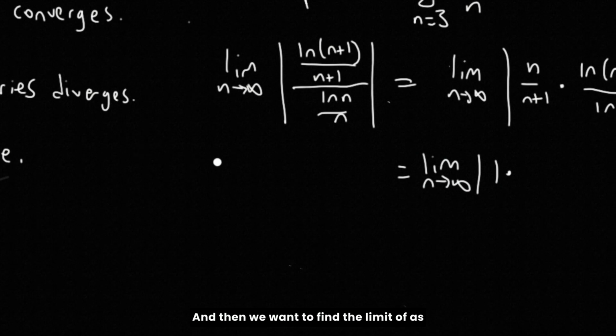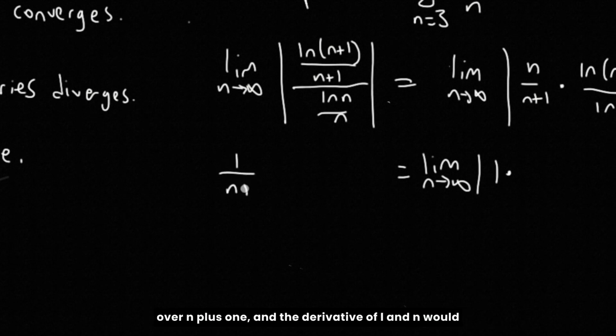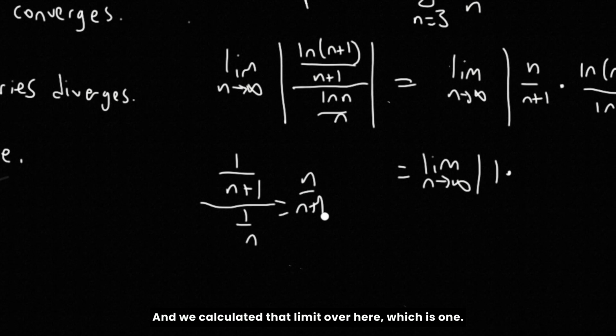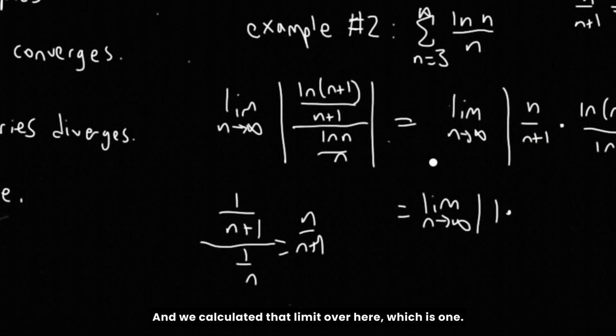And then we want to find the limit as n approaches infinity of ln of n plus 1 over ln n. In this case, we can use L'Hopital's rule, where we take the derivative of both sides. So the derivative of ln of n plus 1 would become 1 over n plus 1, and the derivative of ln n would be 1 over n, which is basically n over n plus 1, and we calculated that limit over here, which is 1.